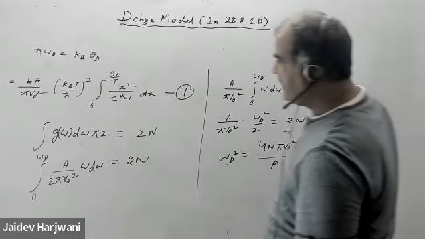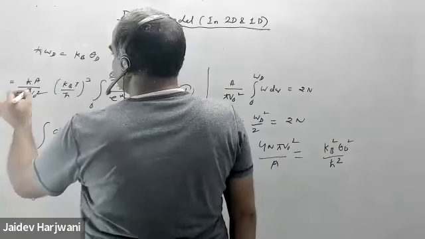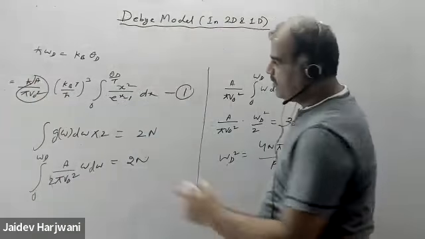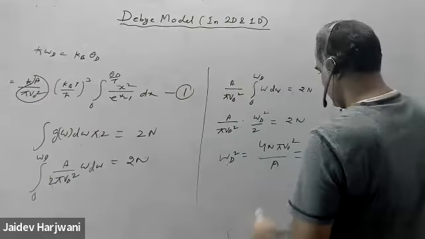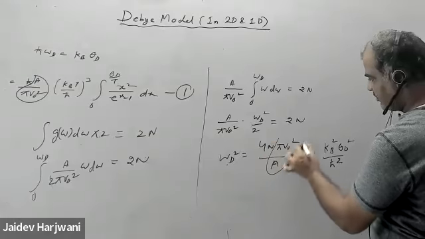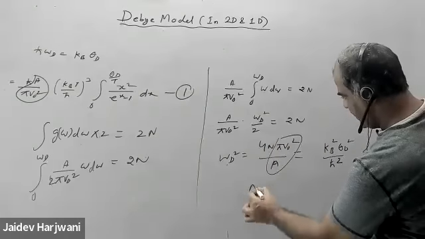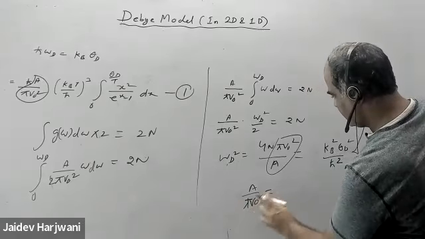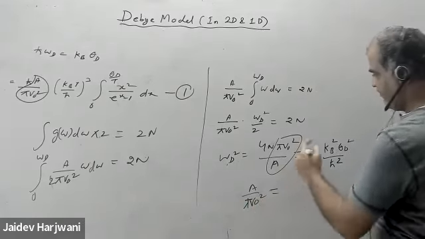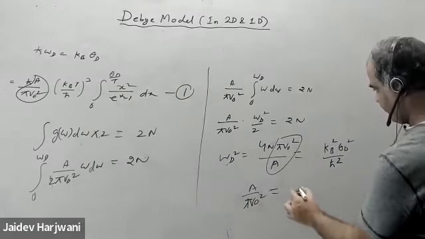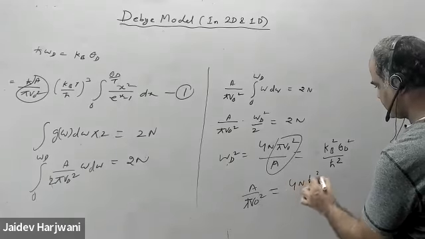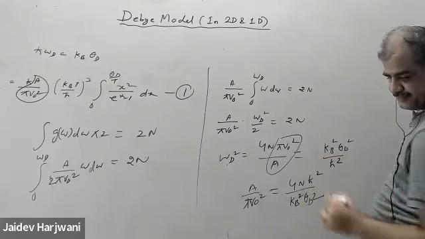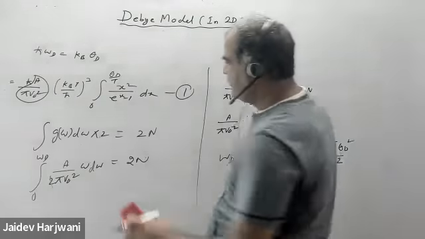So I want to replace these quantities. So A upon πv₀², take out its value from here. A upon πv₀² will be your 4N ħ² upon k_B² θ_D². So put this value here.